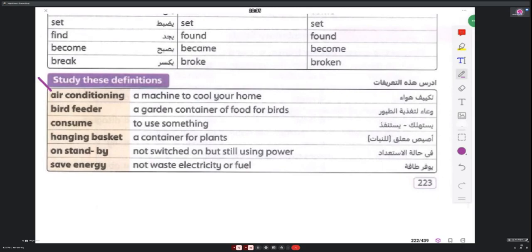Air conditioning, a machine to cool your home. Bird feeder, a garden container of food for birds. Consume, to use something. Hanging basket, a container for plants. On standby, not switched on but still using power. Save energy, not waste electricity or fuel. Okay.